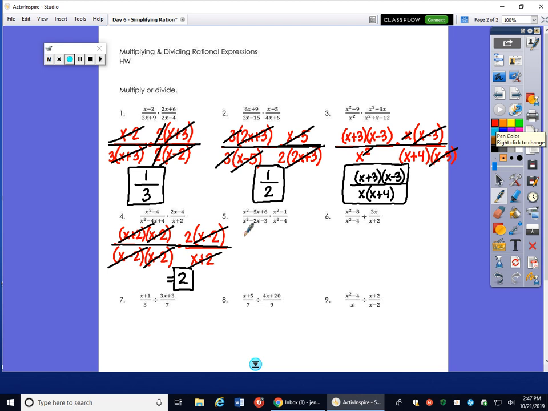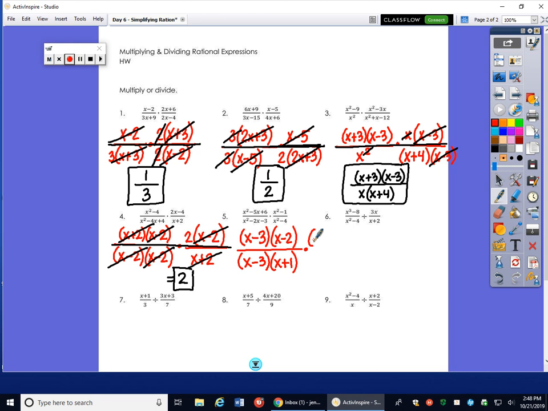For the next one, two factors of 6 that add up to negative 5 are going to be negative 3 and negative 2. So negative 3 times negative 2 is 6, and negative 3 plus negative 2 is negative 5. Two factors of negative 3 that add up to negative 2 are negative 3 and positive 1.